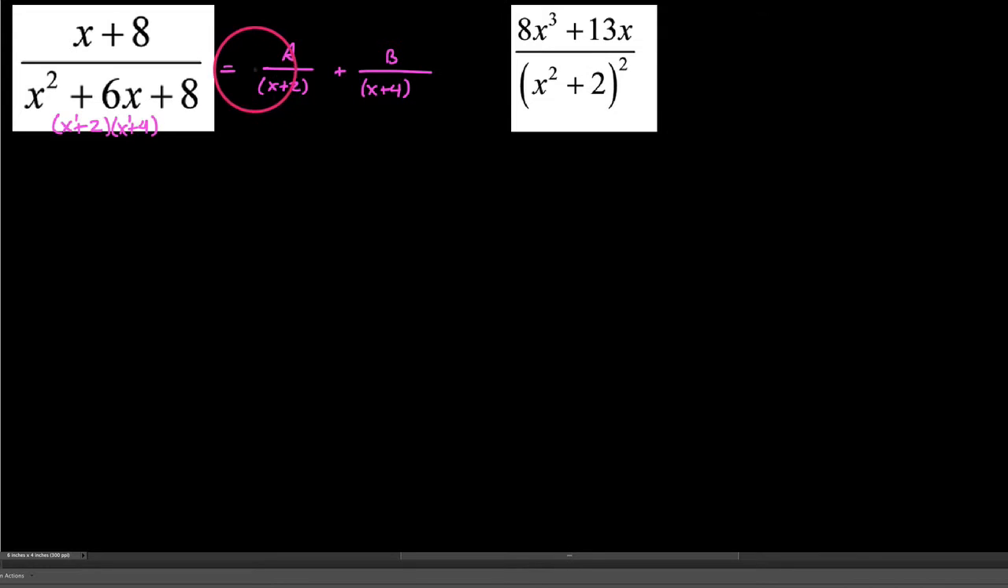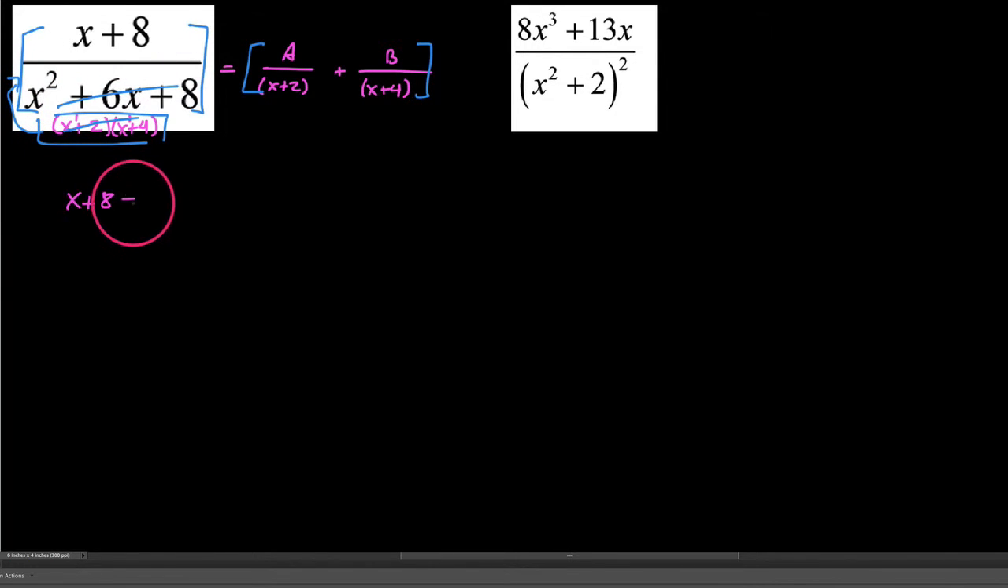So now, with partial fraction decomposition, remember that what we're doing is multiplying both sides by the least common denominator. In this case, our least common denominator is whatever we had as the denominator over here on the left. So if we take everything on the left times (x + 2)(x + 4), that would cancel out with the denominator and we get left with x + 8. On the right side, if we take everything times (x + 2)(x + 4), we get some cancellations.